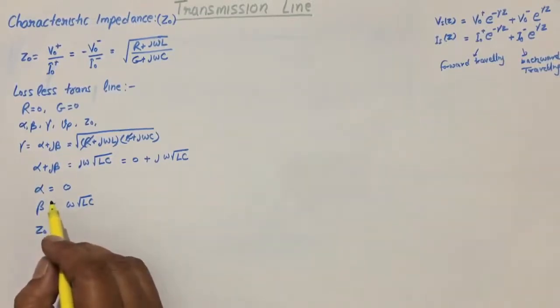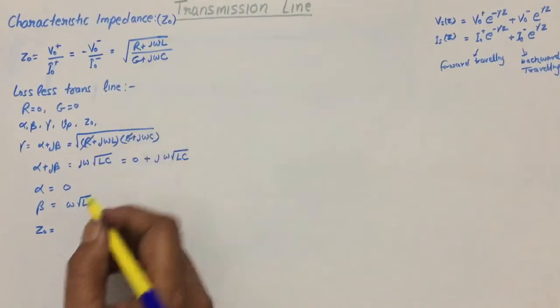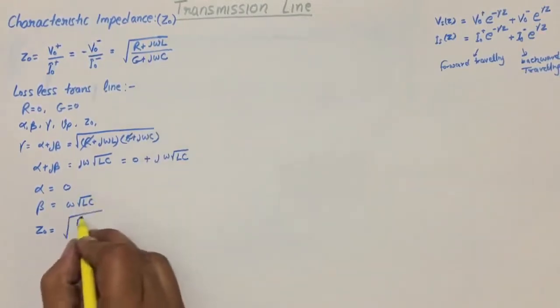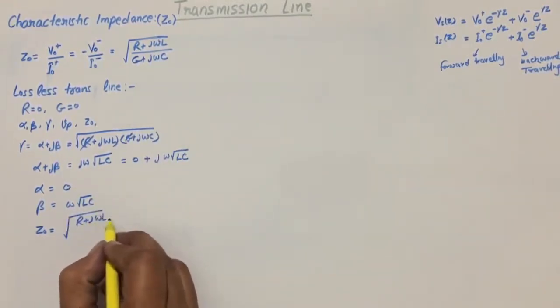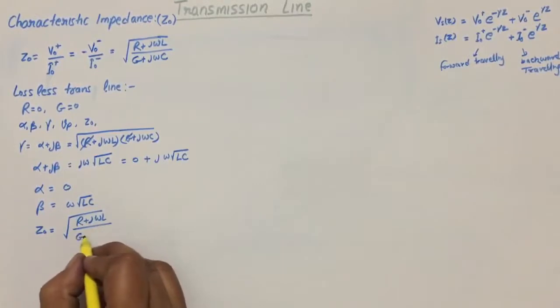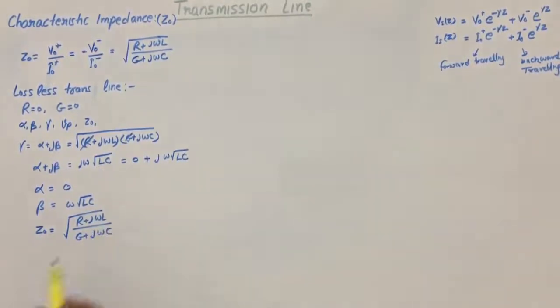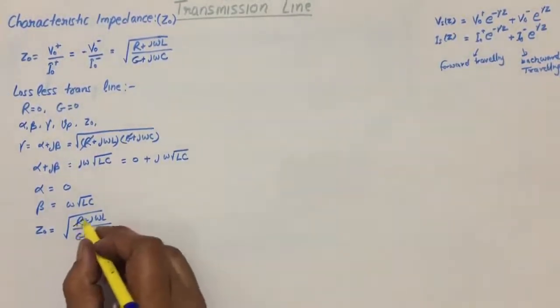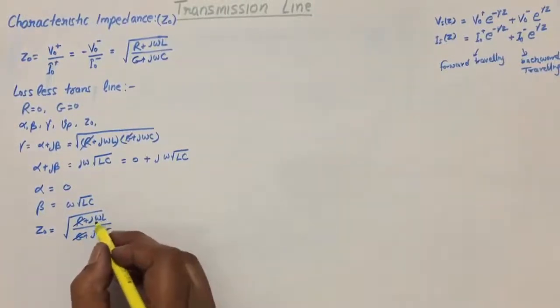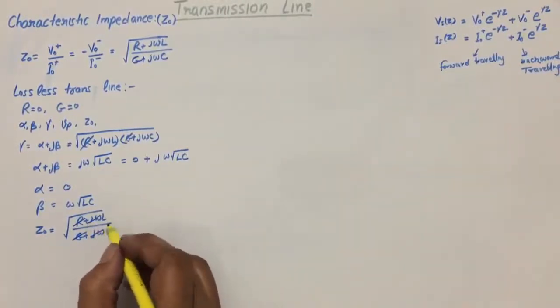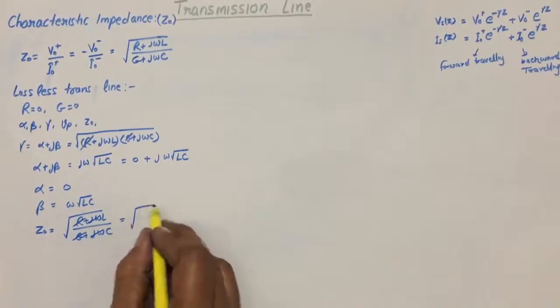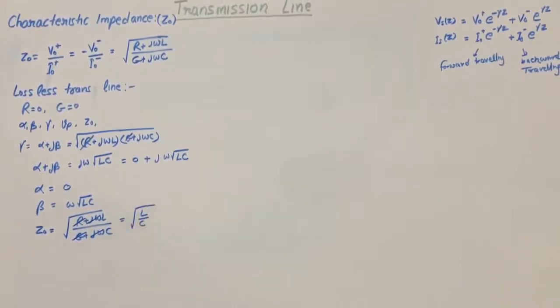So in terms of primary constants, it is equal to square root of R plus j omega L divided by G plus j omega C. For lossless, R and G are 0. These two will be cancelled out. The remaining term will be under root L by C. So this is the alpha, beta and characteristic impedance of the transmission line.